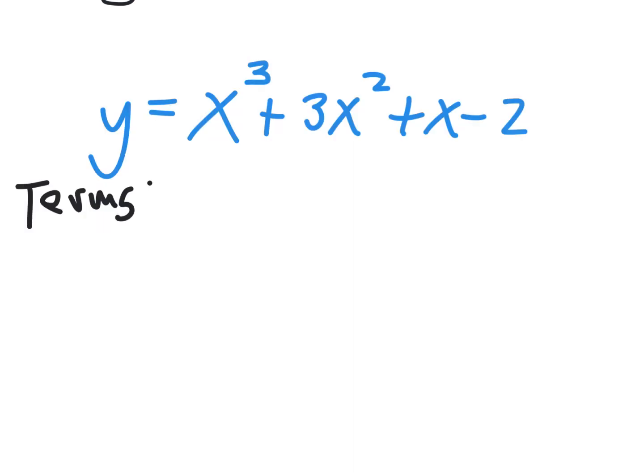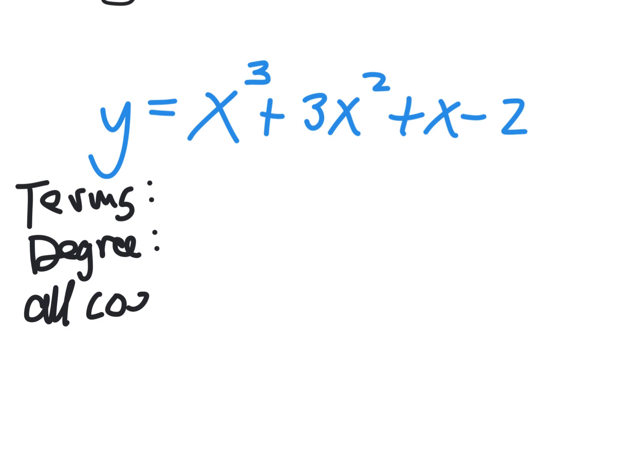I'm not going to put a question mark for each thing. I'll just put a colon. How many terms does it have? I'd like to know what degree it is. I'd like to know all the coefficients. Just list them from left to right. What are all the coefficients?